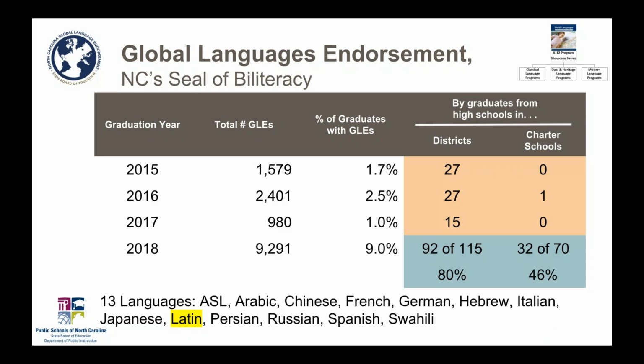The reason for the big jump in 2018 was that the process for evaluating students to see if they qualify for Global Languages Endorsement became automated in PowerSchool. And so that number of over 9,000 and 9% of our graduates is where we always thought we would be. But when districts and schools had to enter the information manually, it was hard sometimes and it didn't always show up in our data. So things are looking good with our Global Languages Endorsement.